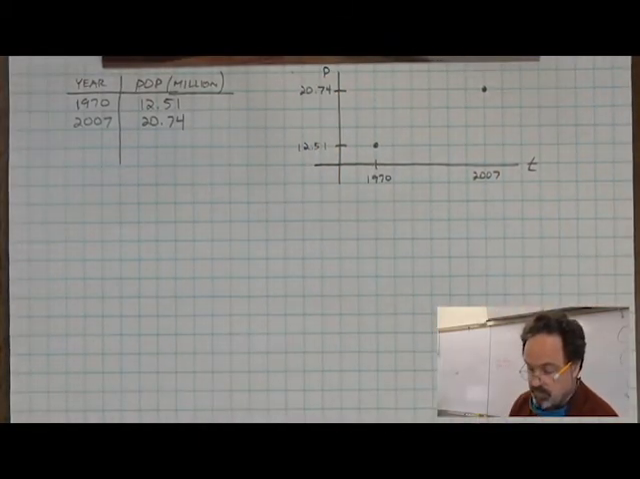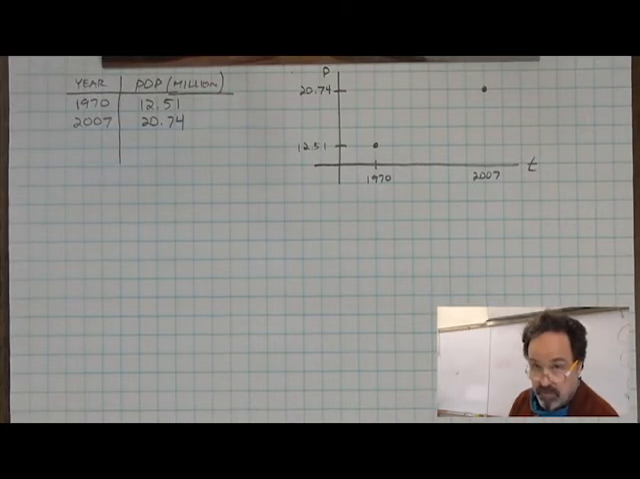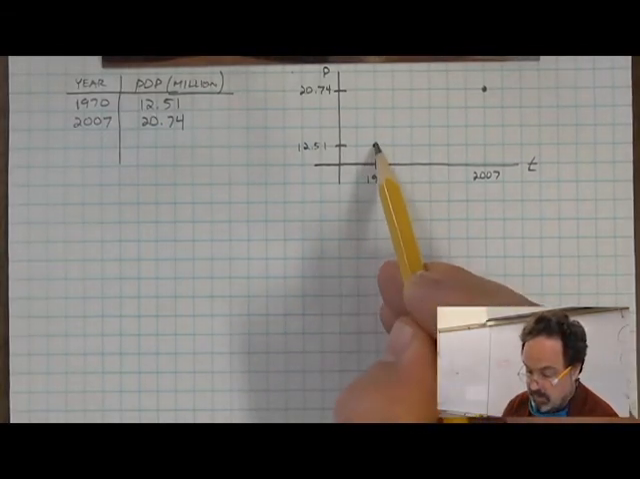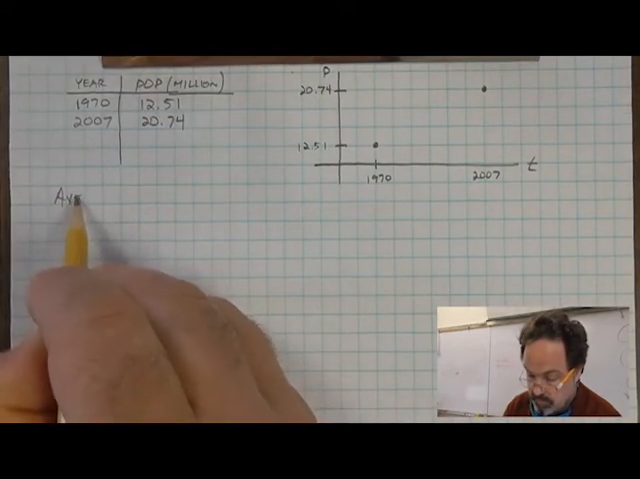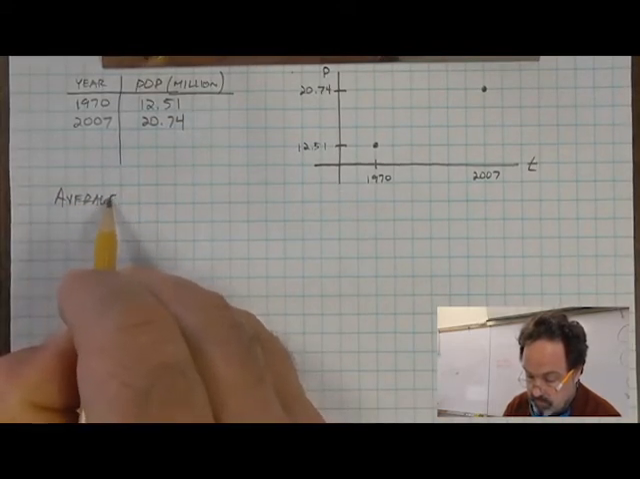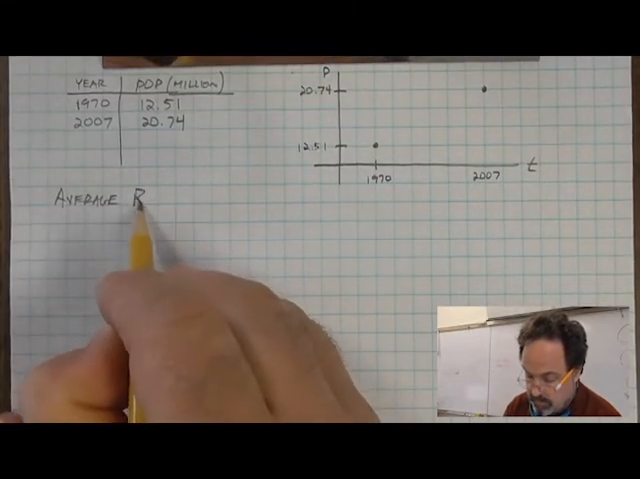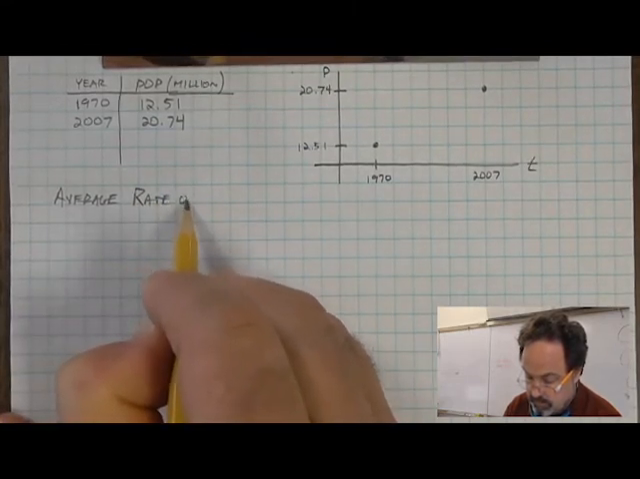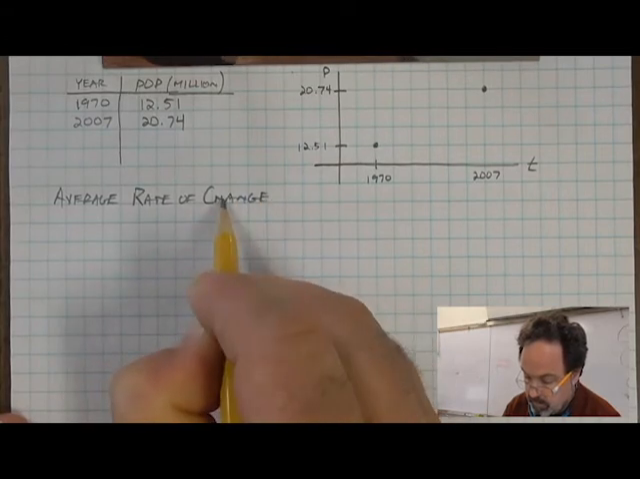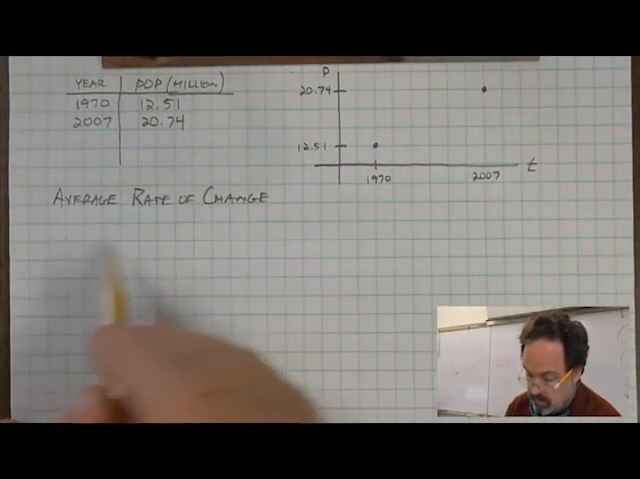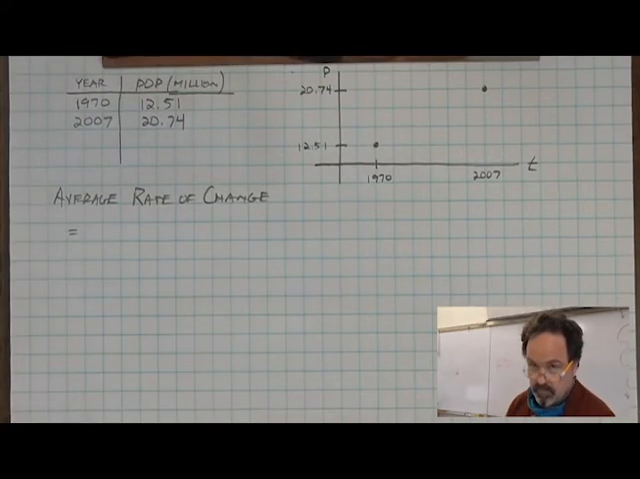So what can we do with this? We've been talking about average rate of change. Let's do an average rate of change calculation with this information. First of all, on the graph, the average rate of change, let me spell it out first. This is what we're going to calculate. And how does the graph apply at first to this calculation?